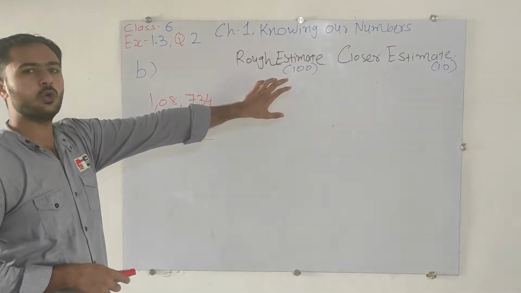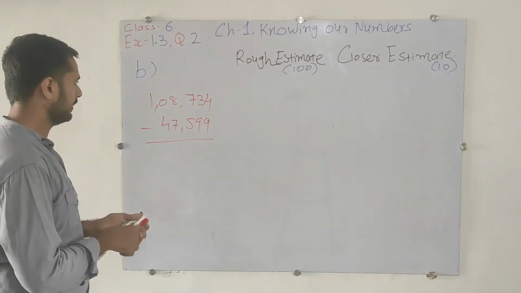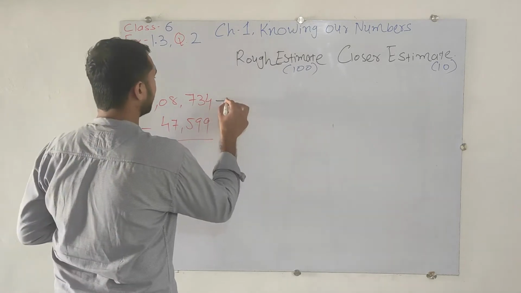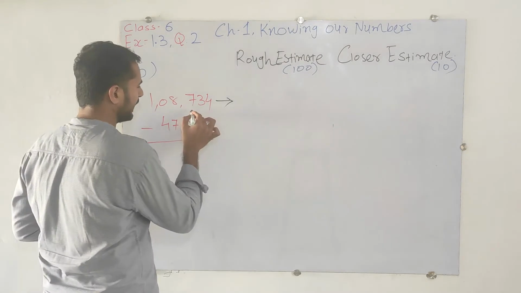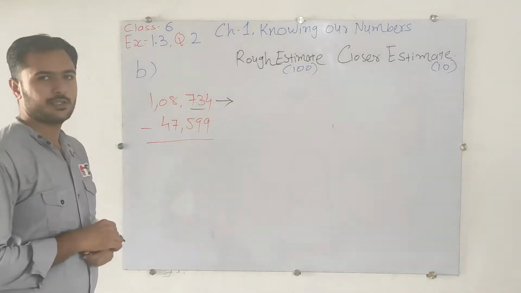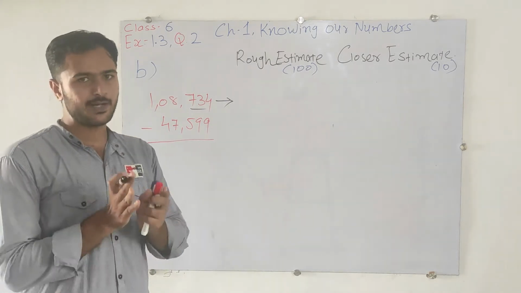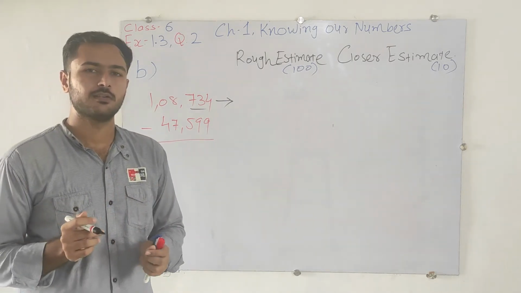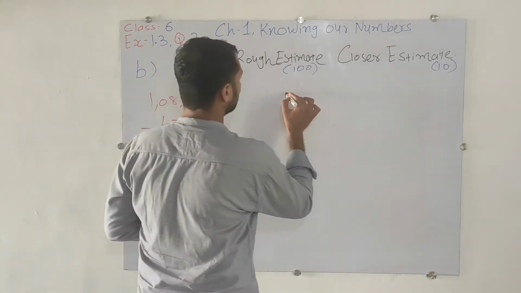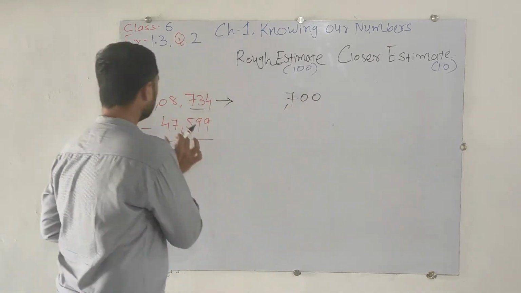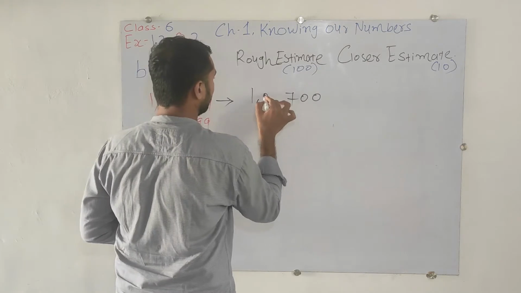That means we have to round off the number by the 100 place. So the first number, that is 1,08,734. First of all, identify which is the 100 place. That is 734. Now rounding off 734, that is nearby to which number, 700 or 800? That is 700. So simply write down 700 over there. And this number 1,08,000 stays as it is.